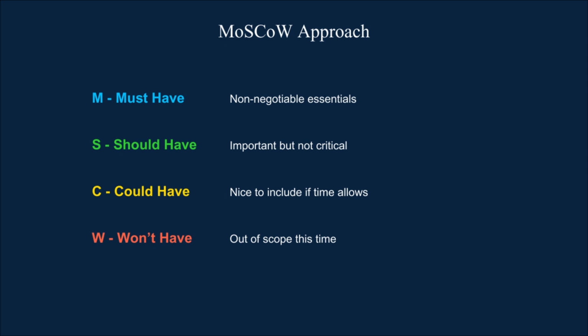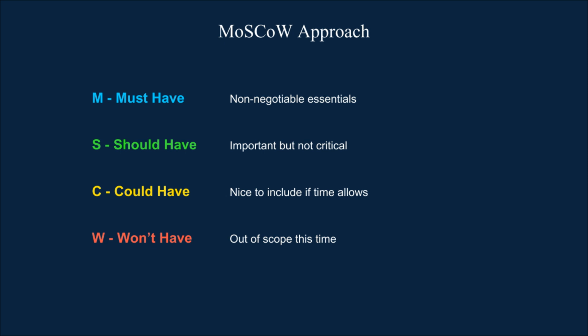This is where MoSCoW approach comes into picture. It's a very powerful prioritization technique that every project manager must master. MoSCoW is not about the city in Russia. In project management, MoSCoW is a clever acronym that stands for must have, should have, could have, won't have. It's a structured way to prioritize requirements so a project team focuses on what truly matters.